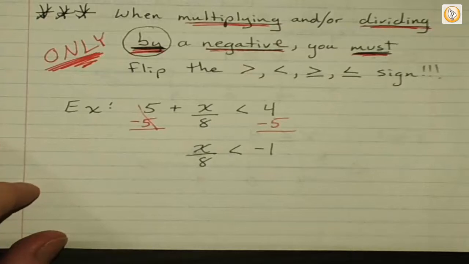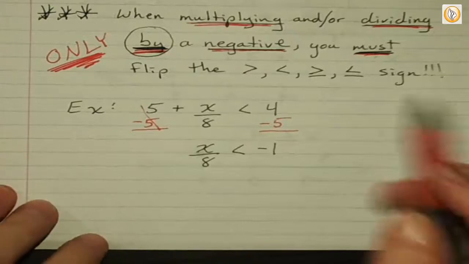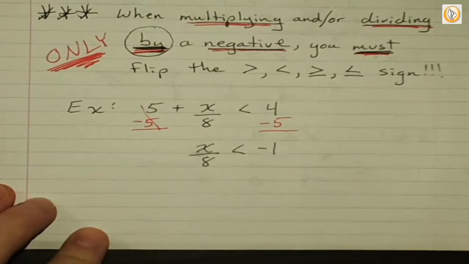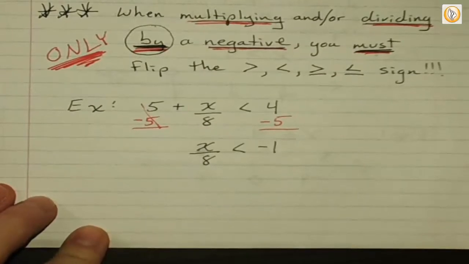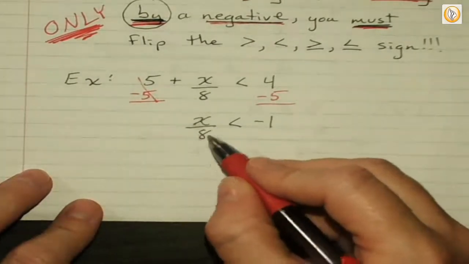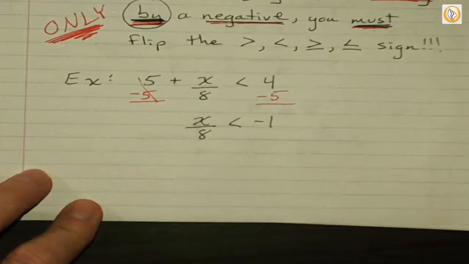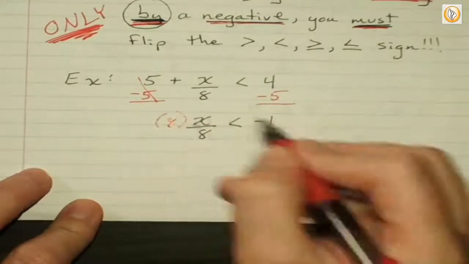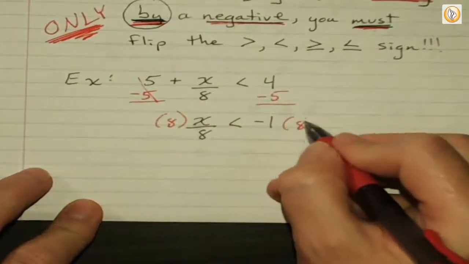Madeline, what do I do now? Are we multiplying or dividing by a negative? What do I do? Okay, but I have to get rid of the 8, right? How do I do that? That's right. Multiply both sides by 8.